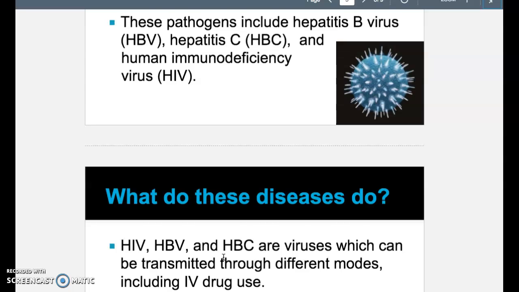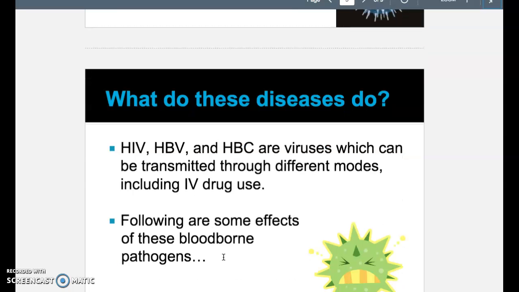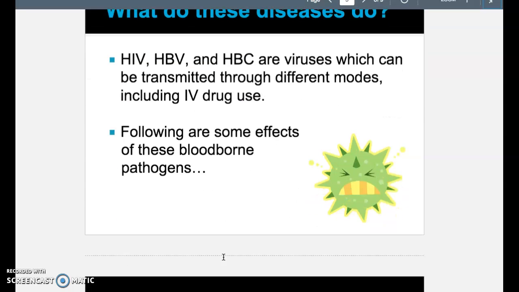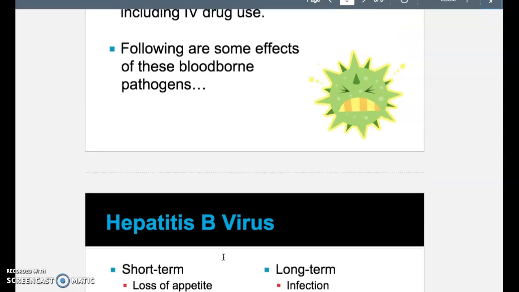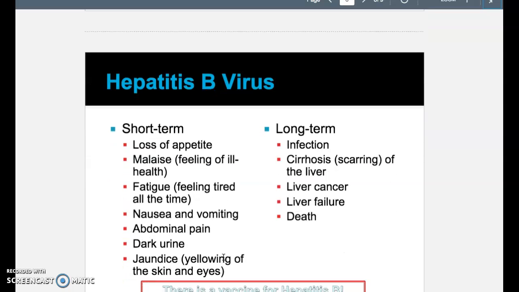So what do these diseases do? HIV, HBV, and HCV are viruses that can be transmitted through different modes, including IV drug use, and here are some of the following effects on each one of these. So for the hepatitis B virus, here are the short-term effects of Hep B.